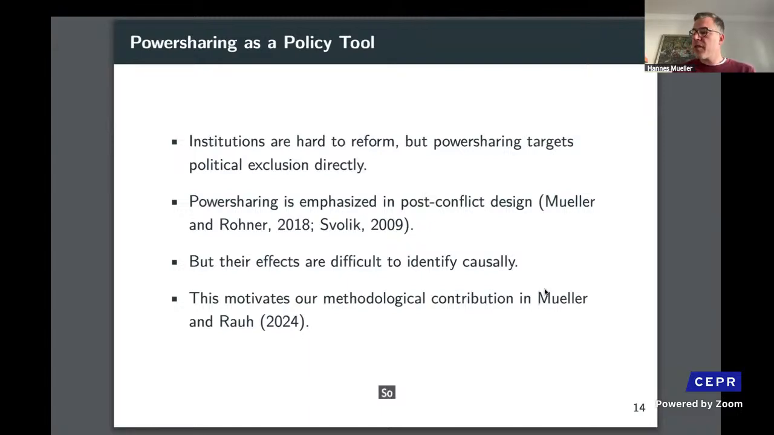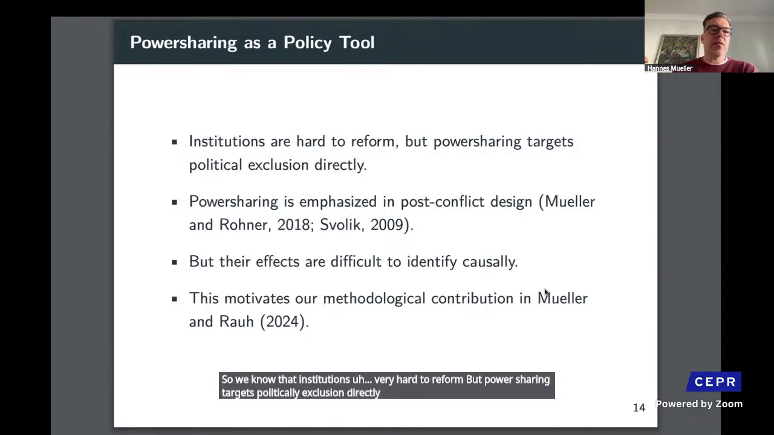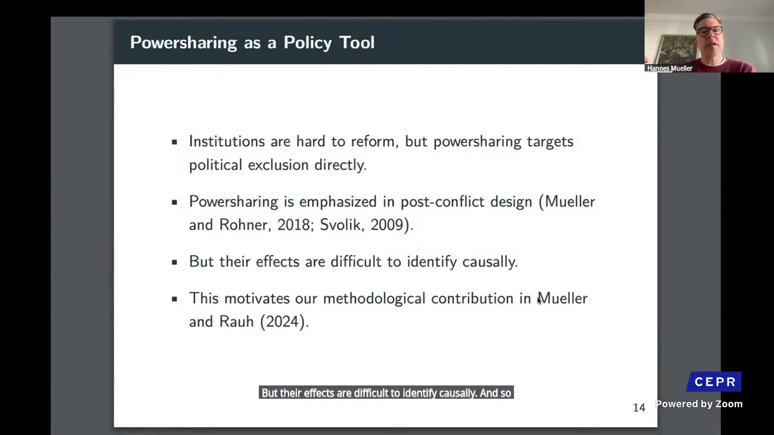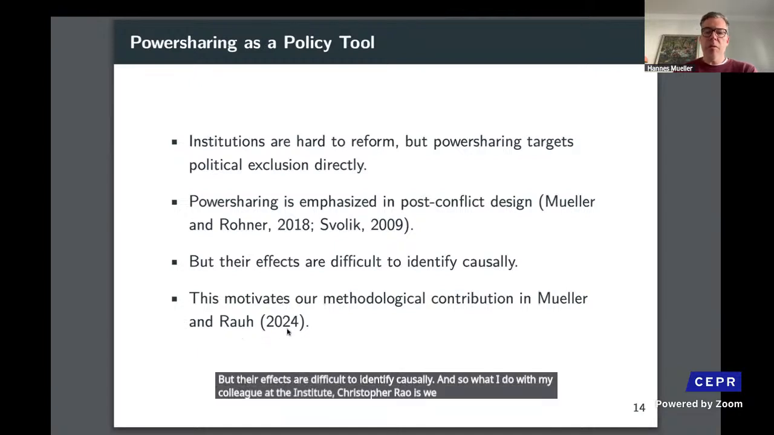So we know that institutions are very hard to reform, but power sharing targets political exclusion directly. And so power sharing is emphasized in post-conflict design as something that could work really well. I have a paper with Dominic Rona on Northern Ireland, and there it works really well. But the effects are difficult to identify causally. And so what I do with my colleague at the Institute, Christopher Rao, is we try to provide a methodologically new idea to track the effect of power sharing agreements.